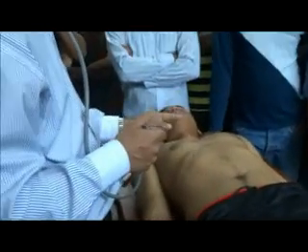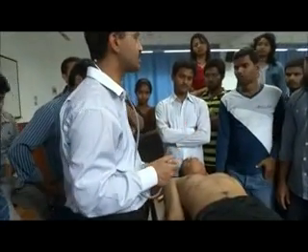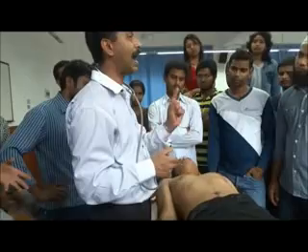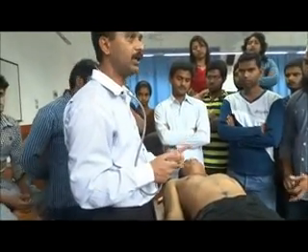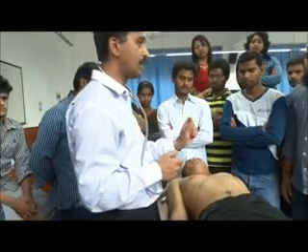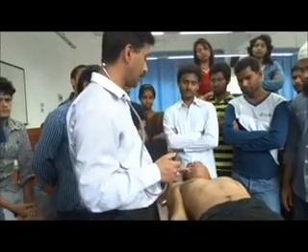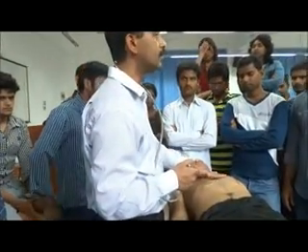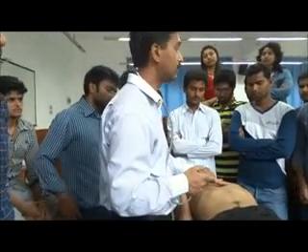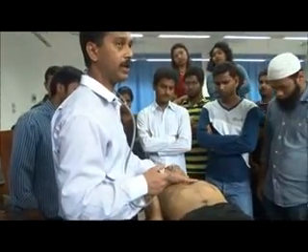Another murmur we can also hear in this second aortic area is the early diastolic murmur. This early diastolic murmur we can find in aortic regurgitation. We can find this early diastolic murmur in the aortic area also, and we can auscultate it in the third intercostal space on the left side, which is called the second aortic area.